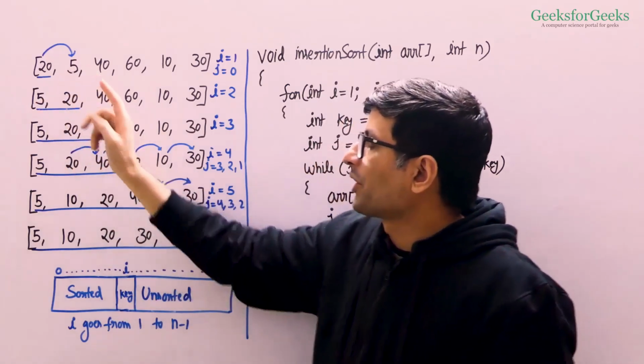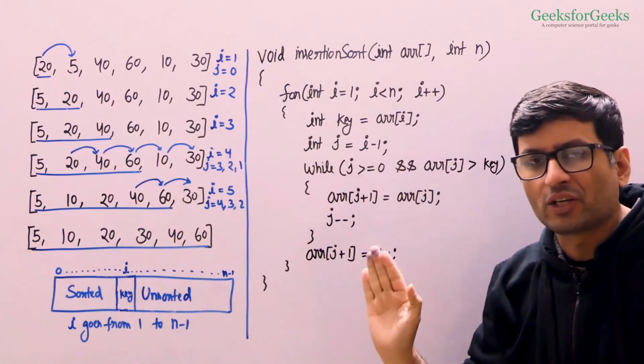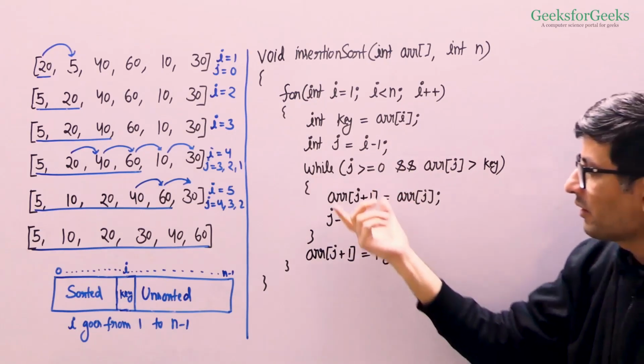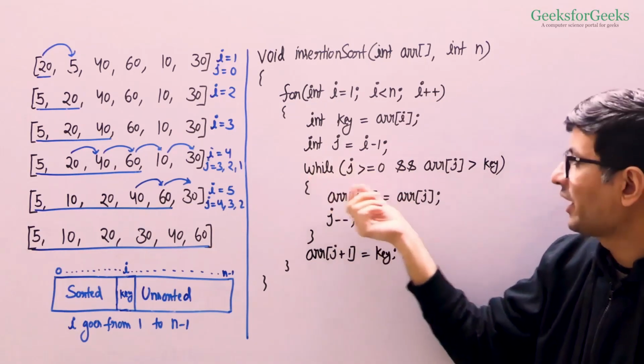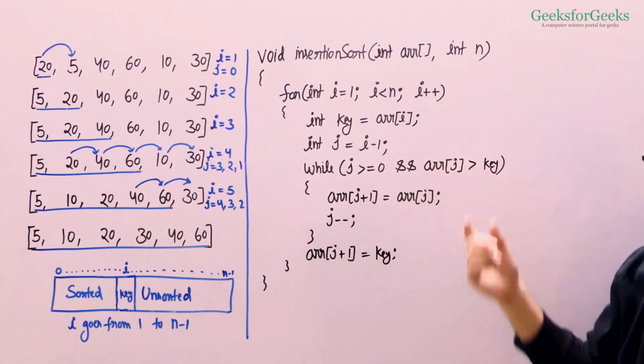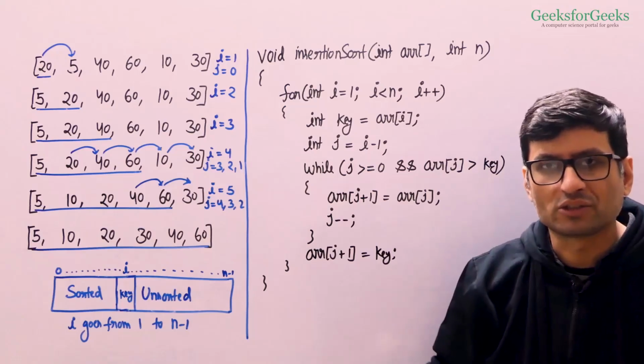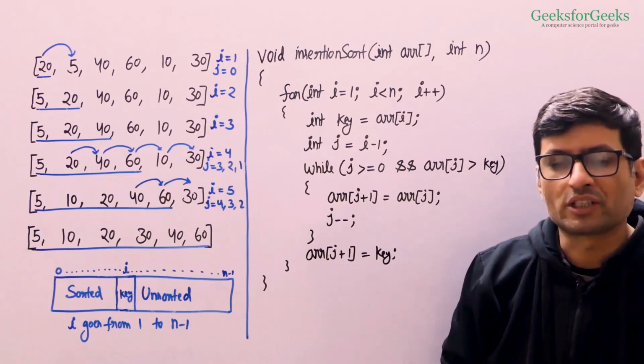For that, what you do is you go to the left side and you run another loop from I minus 1, and this loop will run while j is greater than or equal to 0 and array[j] is greater than key. While key is smaller, only then will you run this loop. As long as you find an element which is smaller than key, you will stop.